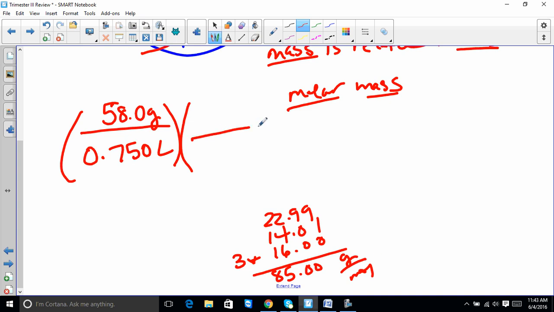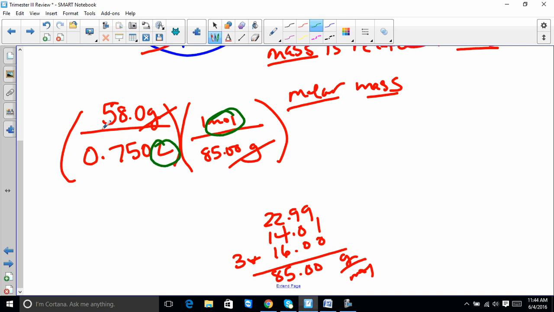And because grams is on the top, the 85 grams goes down, the 1 mole goes up, grams cancels with grams. I'm now in moles per liter. I put this in the calculator: 58 times 1 divided by parentheses 0.750 times 85, rounded to 3 sig figs. You will get 0.910 moles per liter, or the abbreviation for moles per liter is capital M.